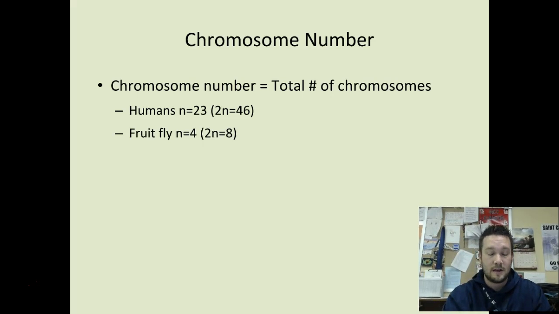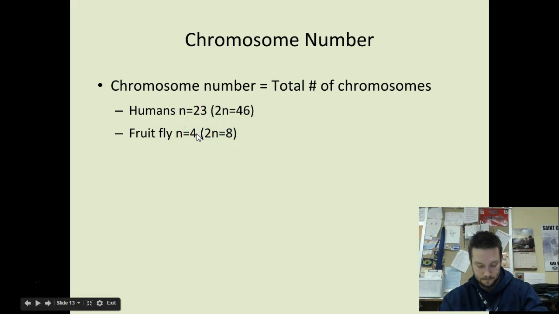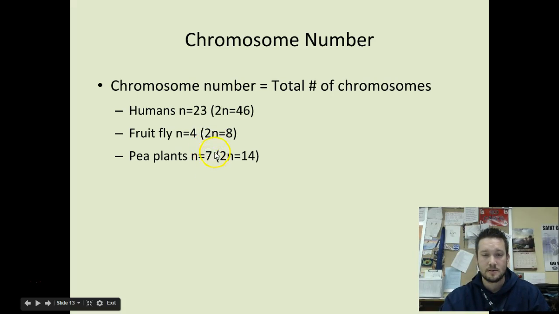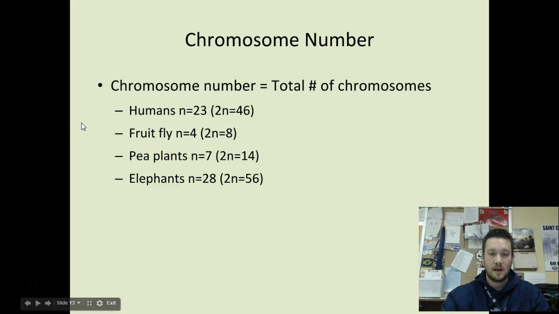Okay, fruit flies have far fewer chromosomes. They have a total of 8 chromosomes, so the number of, I guess the pair number, the N number is 4. So 4 pairs for 8 total chromosomes. All right, pea plants, 7 pairs for a total of 14. Okay, elephants have more than humans do.